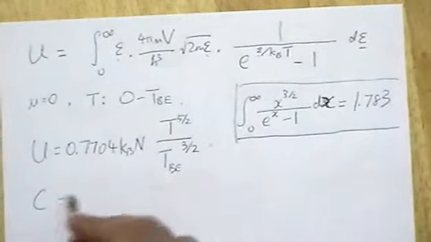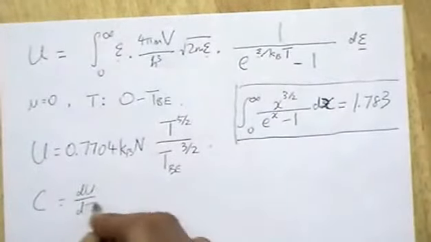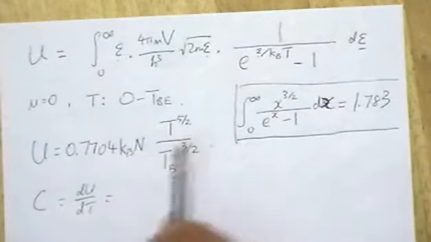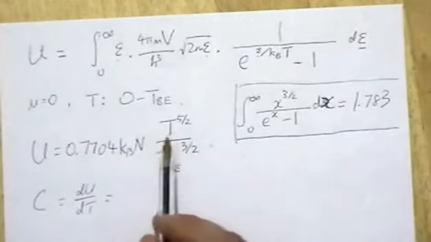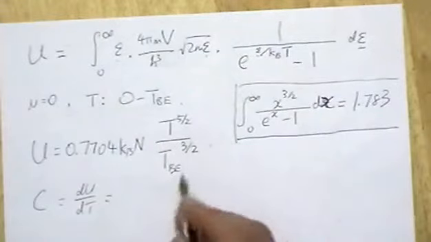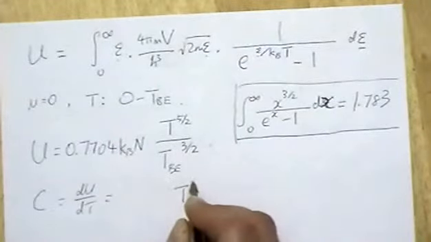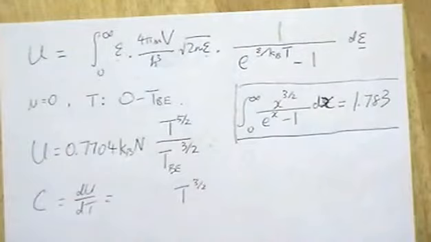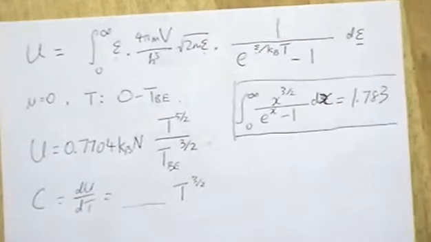Now, heat capacity is dU/dT, so with this formula we can already differentiate T to the 5/2, and that gives us T to the 3/2 with a bunch of constants before it. And now we are ready to try and sketch a graph again.